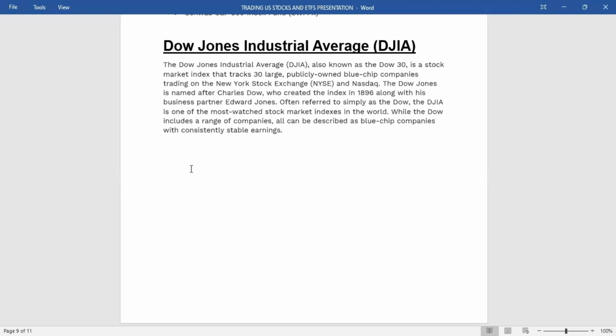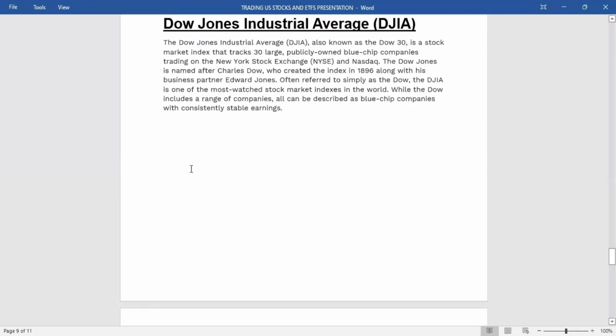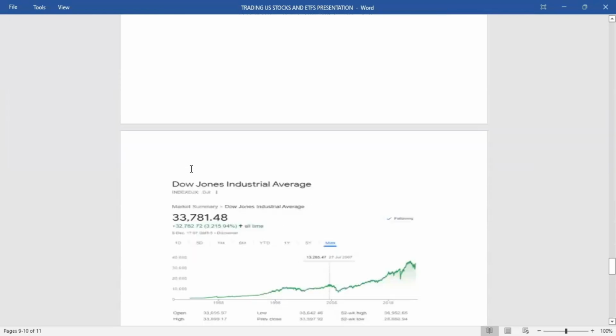The S&P 500 tracks the 500 largest companies in the US. The Dow Jones tracks the 30 largest publicly owned blue chip companies trading on the New York Stock Exchange and Nasdaq. The index is named after its founders, Charles Dow and Edward Jones. It's one of the most watched stock market indexes in the world because it includes a wide range of companies. Let's have a look at some of the companies in the Dow Jones Industrial Average.